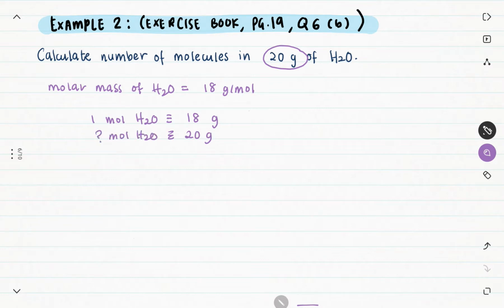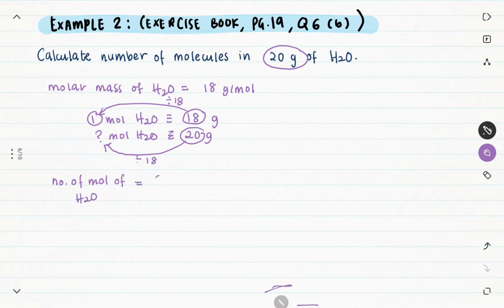So you will get the formula. Right now 18 to 1. So to convert 18 to 1, you need to divide by 18. So above divide 18, so below you also divide 18. Okay, so number of mole of water is equal to 20 divided by 18. So you will get 1.1 mole.